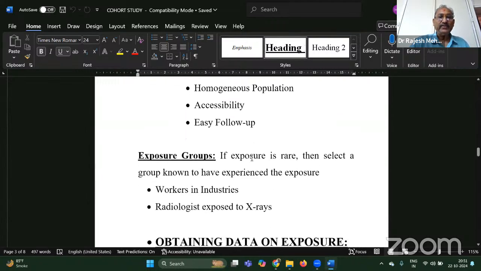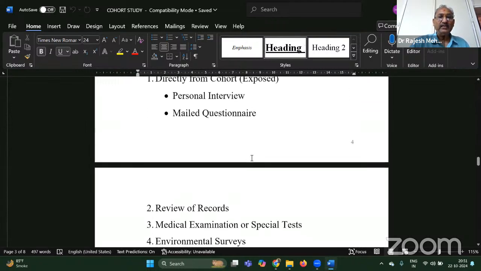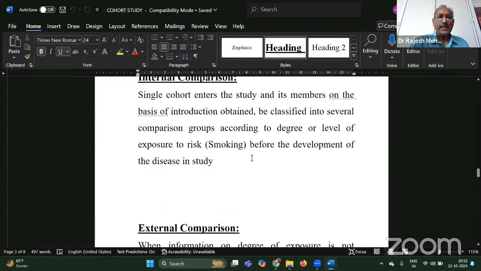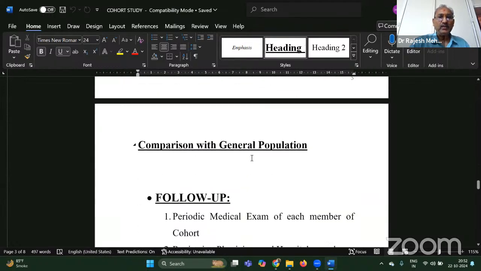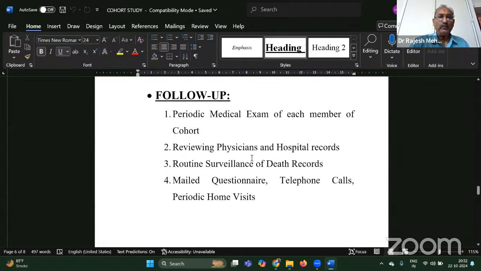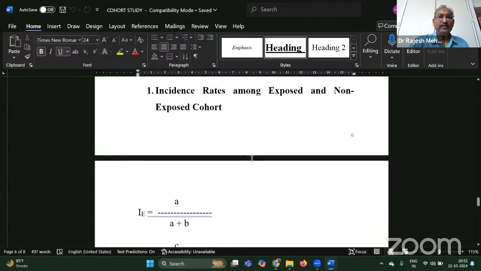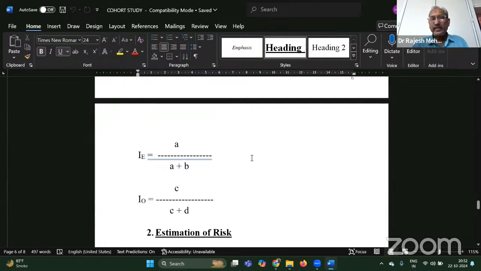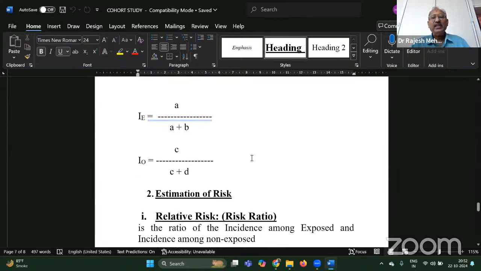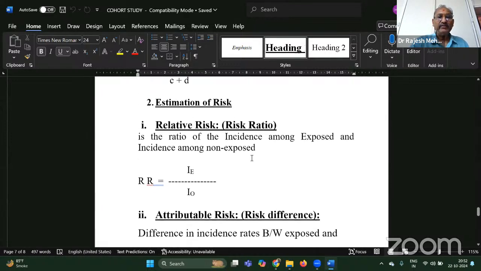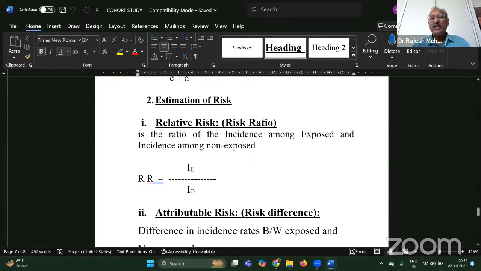So in this analysis, we are interested in the analysis part. This is A upon AB. Out of total exposed, how many were the cases? And not exposed, how many were the cases? And now this exposed and not exposed, that will be our relative risk. This is how the relative risk is automatically calculated by Epi Info.